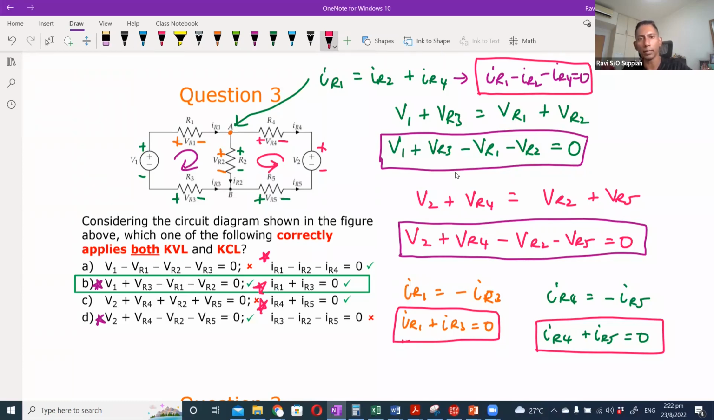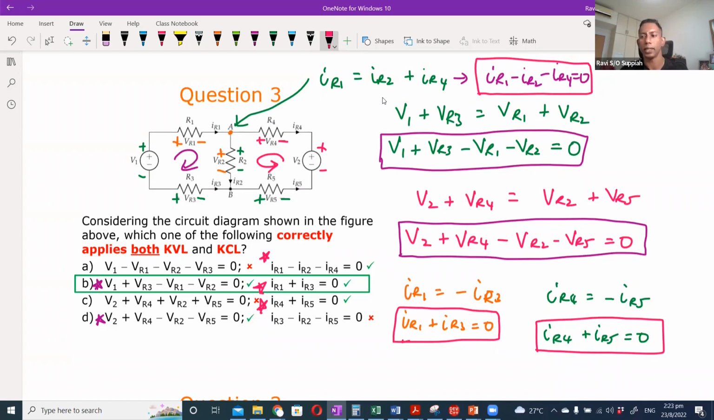Like when we did the node analysis and so on. When nothing is given, we can decide how to label the currents, and then we come up with the equations based on our own assumption. So based on all these expressions, option B is the one where both the voltage expression, KVL, and the KCL are correct.